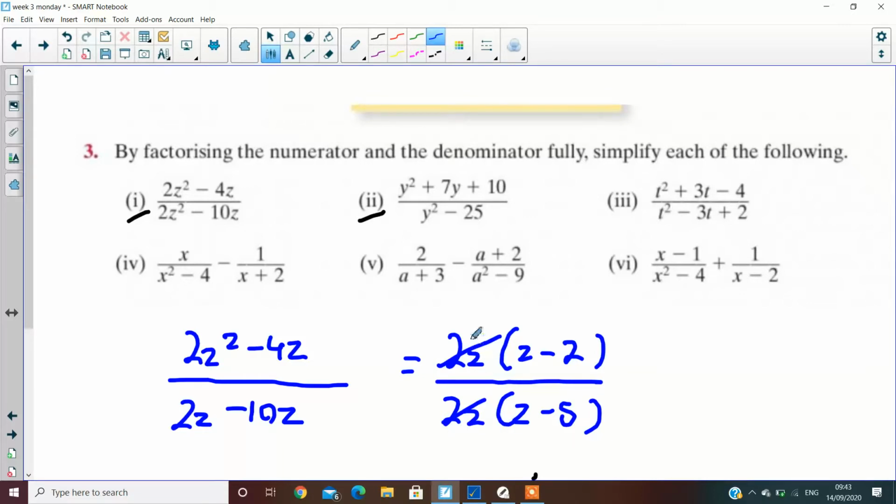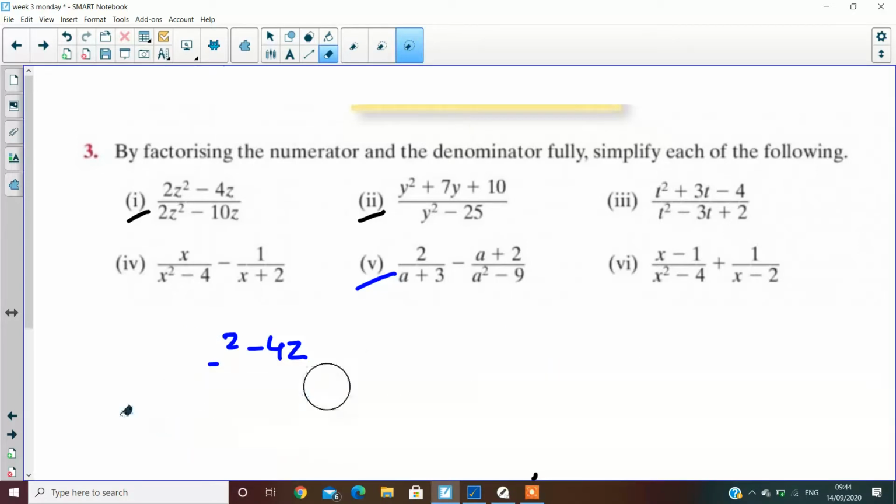Right, head on to question 5. So do 1, 2, and 5, okay? Now, for those who have question 2 done, I'll do that as well, or part 2. Part 2, you need to factorize the top and the bottom.